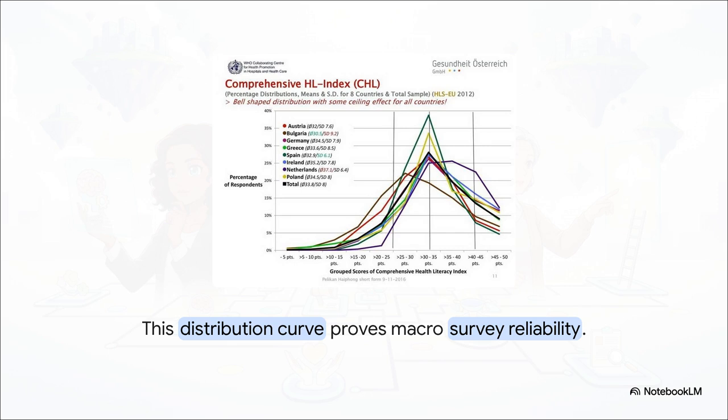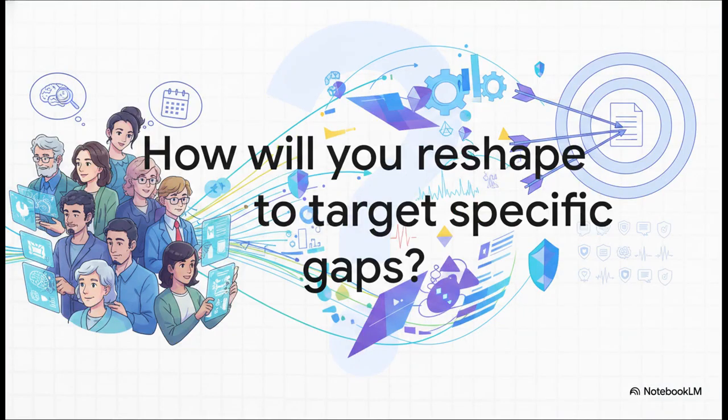Because health literacy distributes predictably across different countries and cultures, you can trust that the HLS-EU-Q47 provides a scientifically sound foundation for your resource allocation. So, by identifying specific cognitive deficits within the continuum of care, rather than just relying on broad guesswork, you can stop wasting budgets on generalized public awareness campaigns.